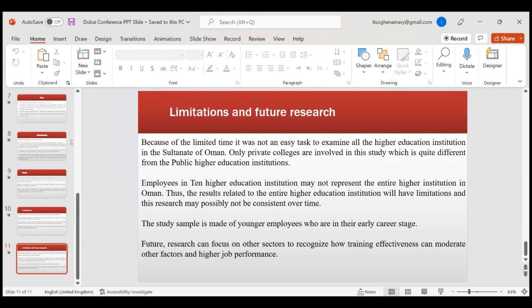They can focus on other sectors to recognize how training effectiveness can moderate other factors and higher employee job performance, especially in the public institutions. These are some of our recommendations. This is just a brief summary of my presentation. For details, you can refer to the report there.